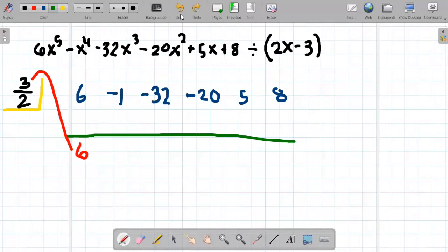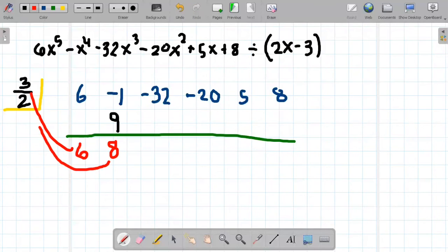So 6 times 3 over 2, again, 6 times 3 is 18 divided by 2. The answer is 9. And then you add negative 1 plus 9. The answer is 8.